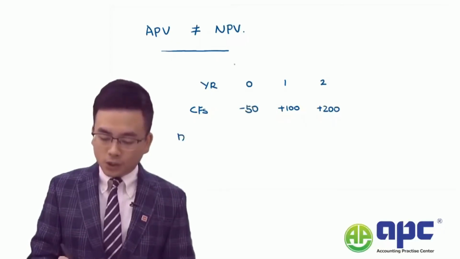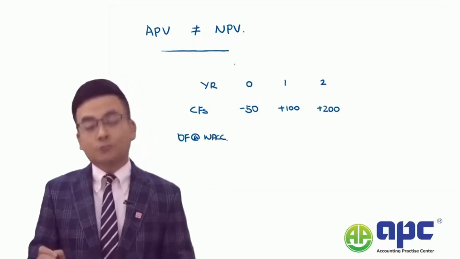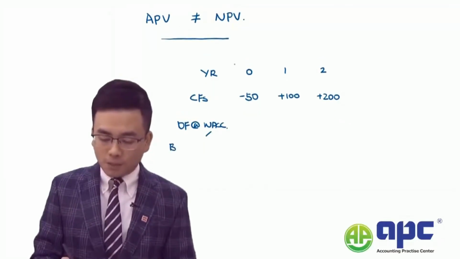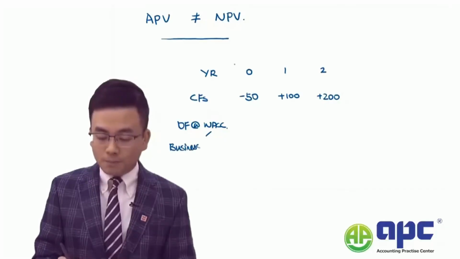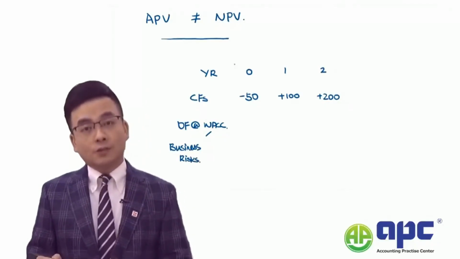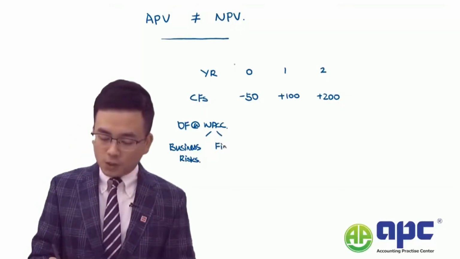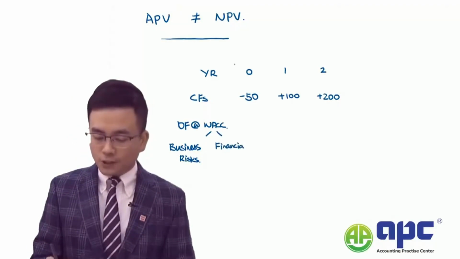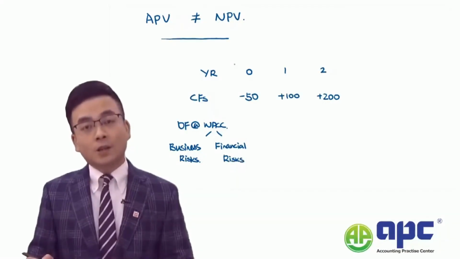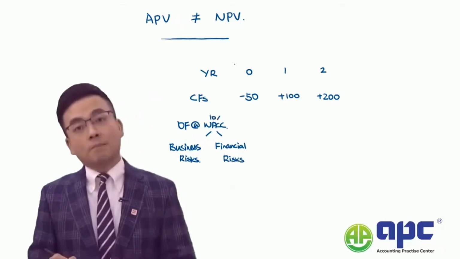And then we discount at usually the weighted average cost of capital, which not only includes the business risks of a company, in other words the risks that you generate into revenue and incurring costs, but also includes the financial risk of a company, for example, the level of debt that you have undertaken. So suppose that the WACC is 10%.